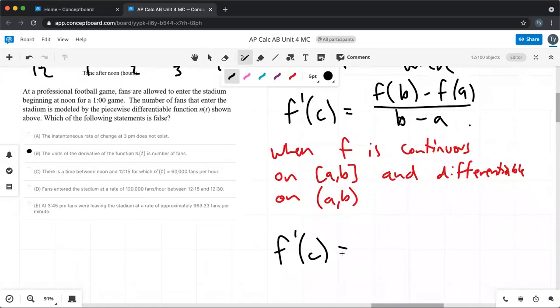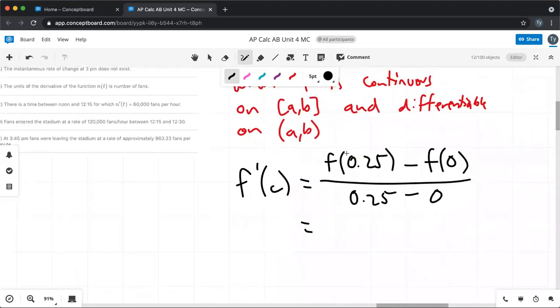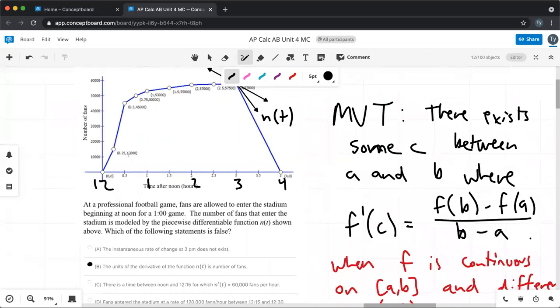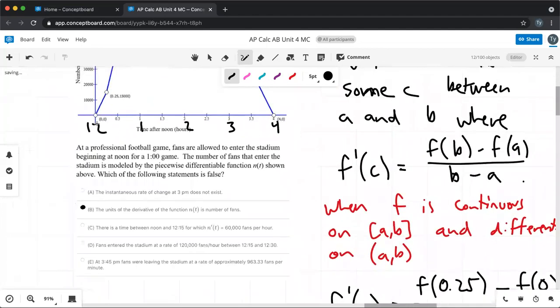F prime of C, whatever it is between 0 and 0.25, is equal to F of our B, which is 0.25, minus F of our A, which is 0, over B minus A. And again, B was 0.25, A was 0. So if we solve this, F of 0.25, that was 15,000, minus F of 0 was 0.